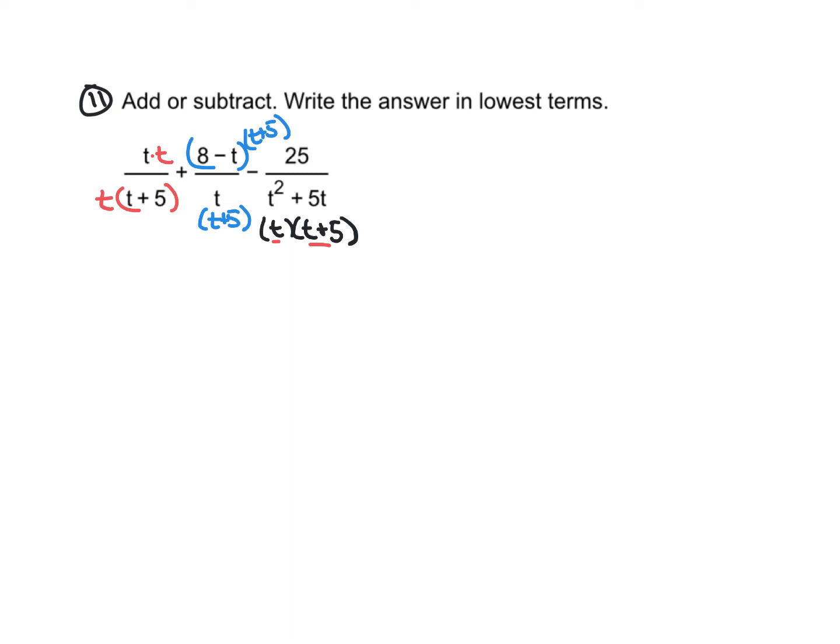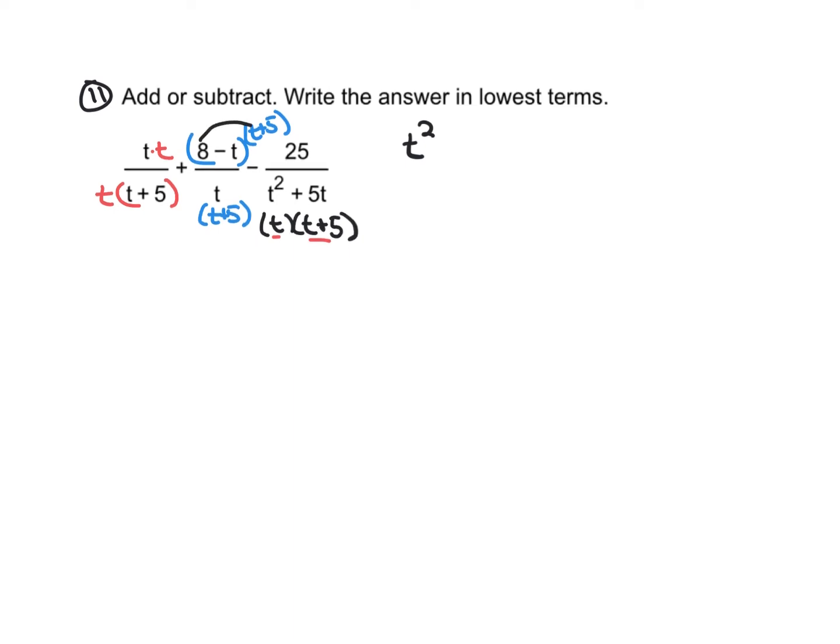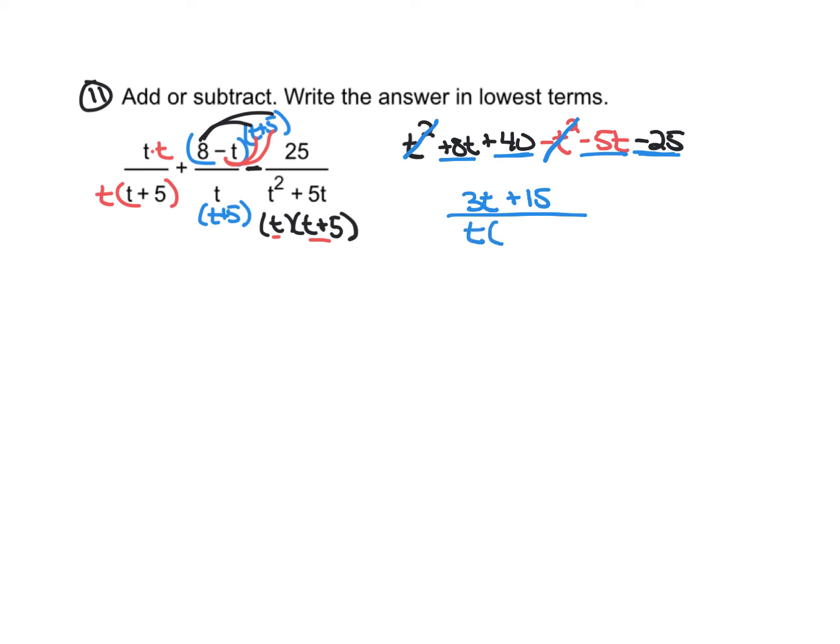When I multiply that out, t times t is t squared. 8 times t is 8t. 8 times 5 is 40. Negative t times t is negative t squared. Negative t times 5 is negative 5t. And then I still have a minus 25 from my problem. T squared minus t squared cancels each other out. 8t minus 5t is 3t. 40 plus negative 25 is positive 15. That's my top. My bottom is t times t plus 5.